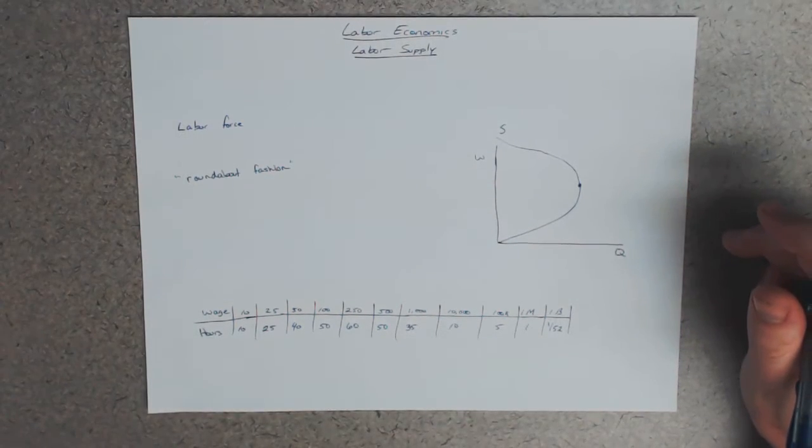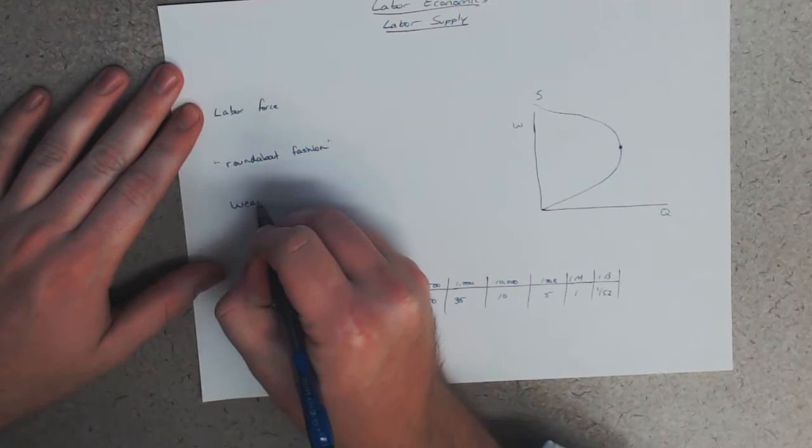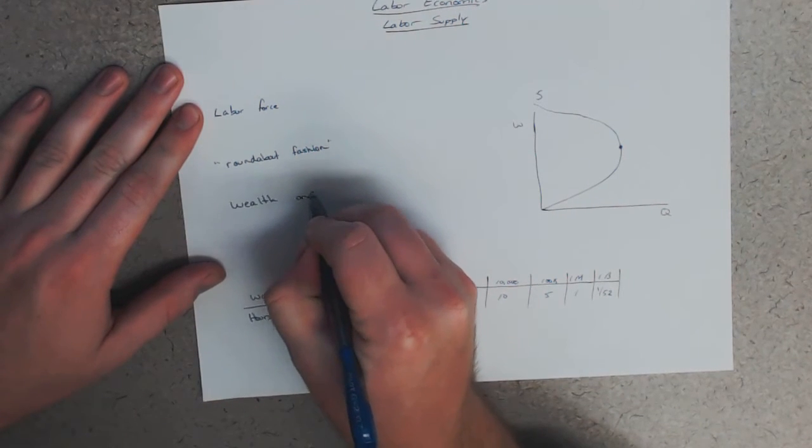Now, other things that we need to think about are what we can call wealth and income.